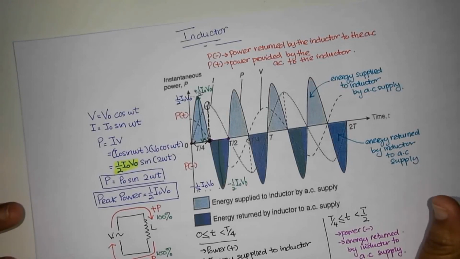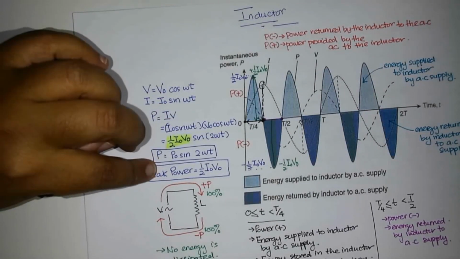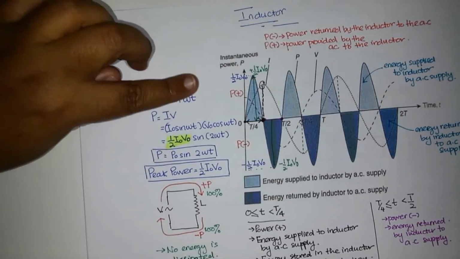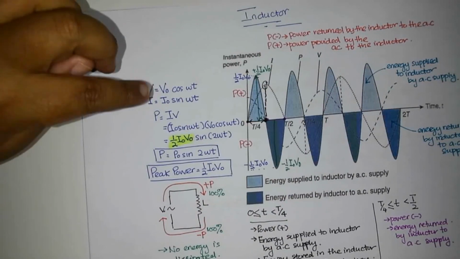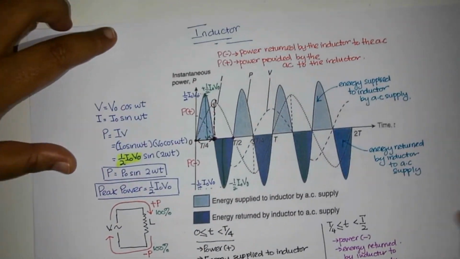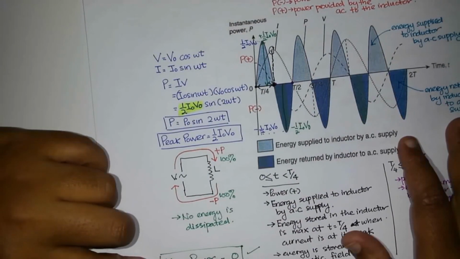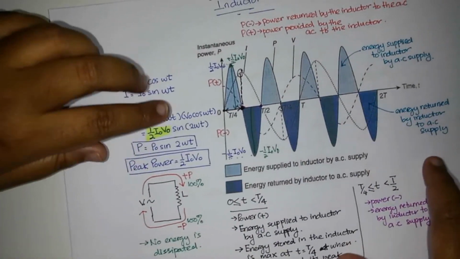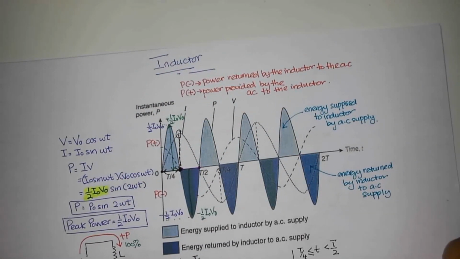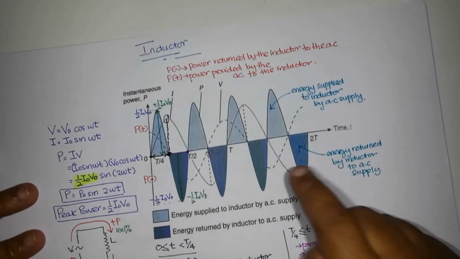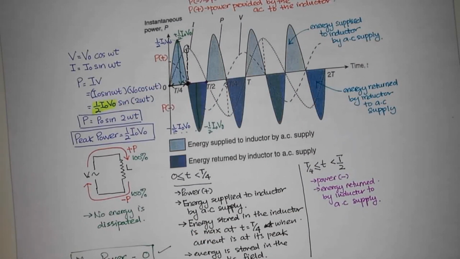What you have to know is you have to derive and use the formula. The formula is based on what voltage is given, because from the voltage you can know how to derive the current. Then you have to know about peak power, mean power, what is positive power, what is negative power, then energy supplied, and energy returned, and you have to know how to describe this part of the graph.